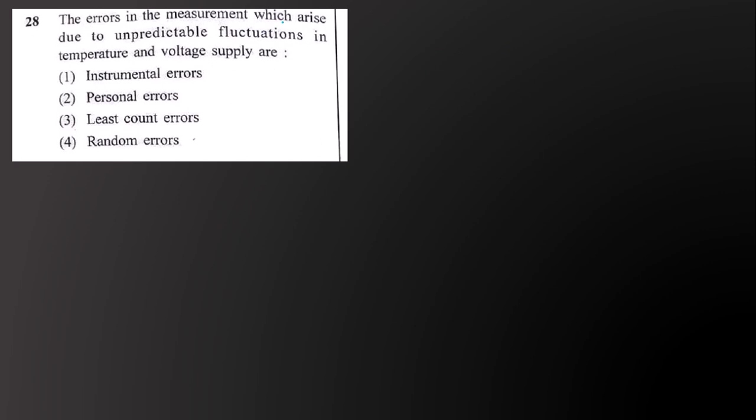The errors in the measurement which arise due to unpredictable fluctuation in temperature and voltage supply are unpredictable. Instrumental errors are predictable. Least count errors are very much predictable. Personal errors are also predictable. Random error, it is unpredictable.